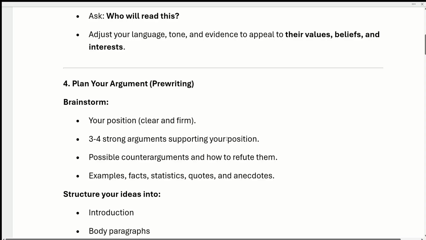There's a little bit of pre-writing that goes in, and in this case, with the question that you get, you can start brainstorming it. So your position needs to be clear and firm. Have 3 to 4 strong arguments with supporting evidence for your position, and possible counter arguments if you want to include them, but it's not compulsory. You can stick to the question and use lots of facts, statistics, quotes, and anecdotes. So a variety of evidence would really help in the pre-planning or pre-writing stage.